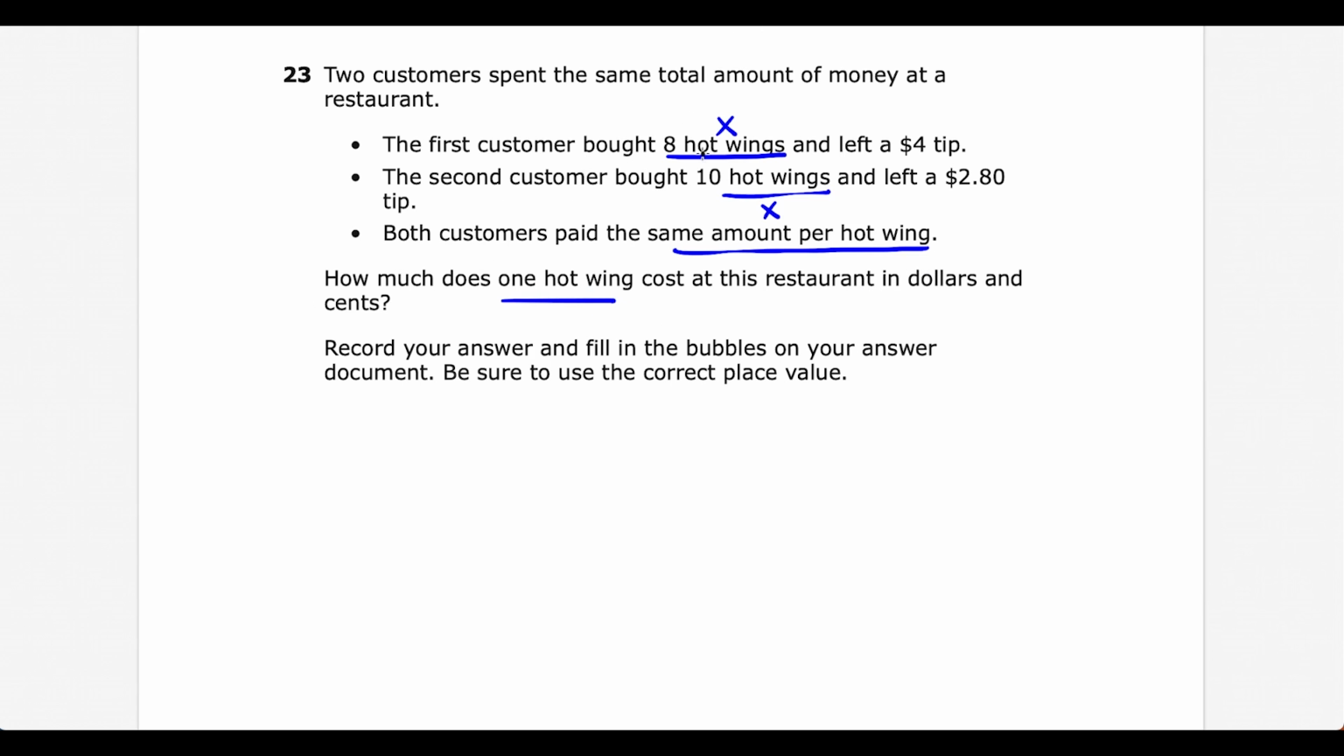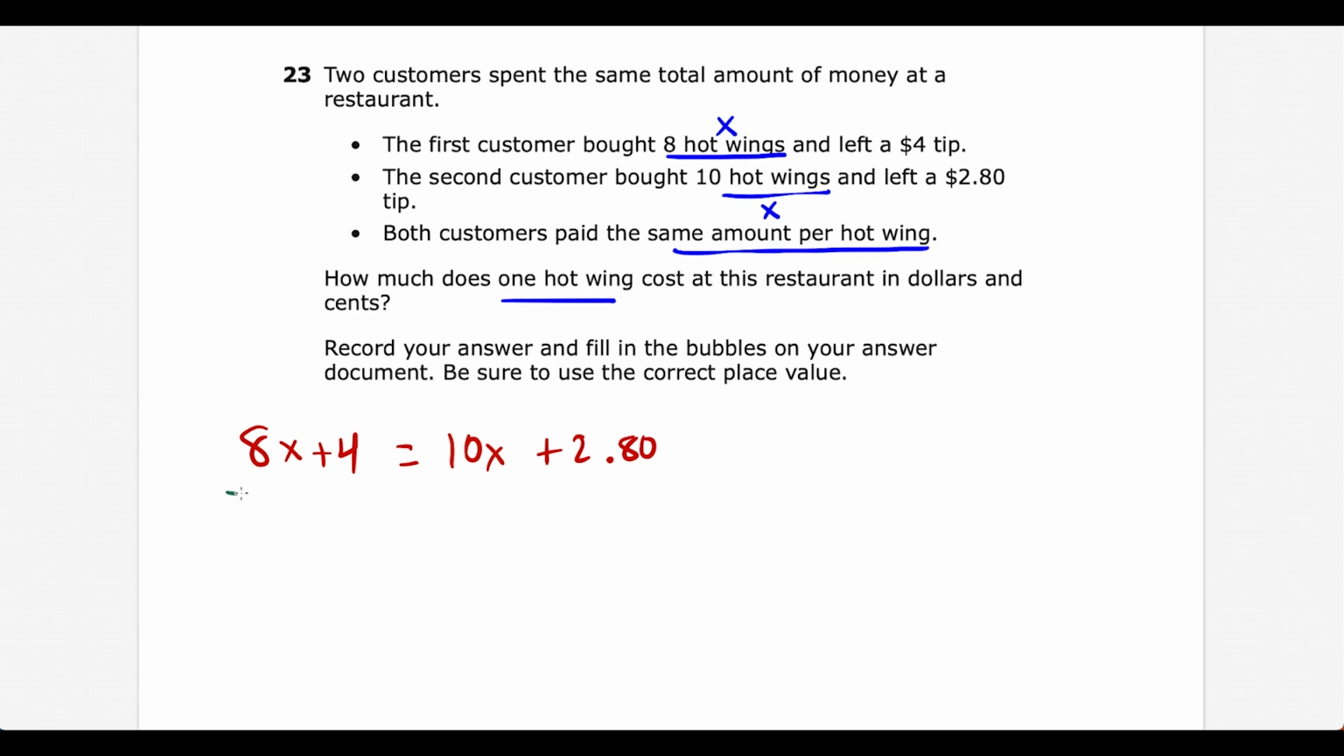So for this, we have to show all the work. What we do is set up two expressions to set equal to each other. So we look at the customer's bill. The first customer's bill is going to be 8 times X plus 4, because remember, X is the price of one hot wing. So 8 hot wings would cost 8X plus the $4 tip, and this is going to be equal to 10X, that's the price of 10 hot wings, plus the $2.80 tip. So with this here, we're just going to solve for X.